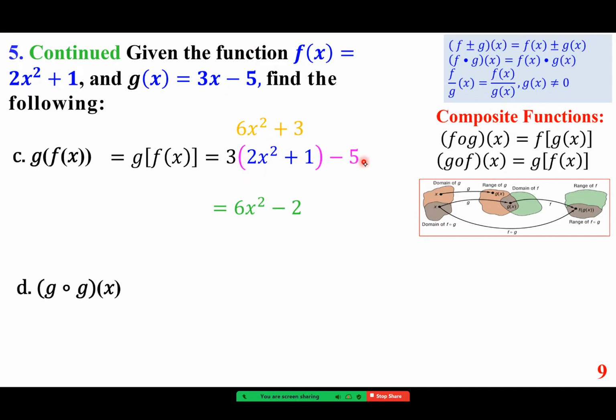We want g of g. That means g of x, which means replace the x with 3x minus 5. That's the meaning of it. And so into x goes 3x minus 5. This is 9x. This is minus 15. Minus 15 and minus 5 are like terms. They add up to negative 20. So 9x minus 20 is the final answer.